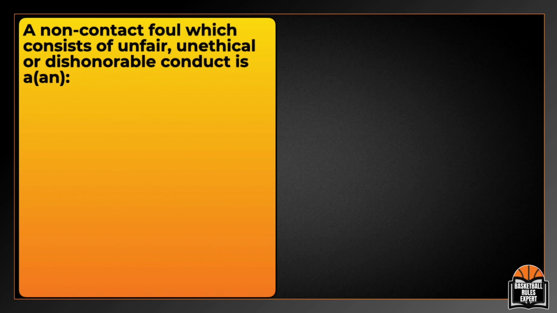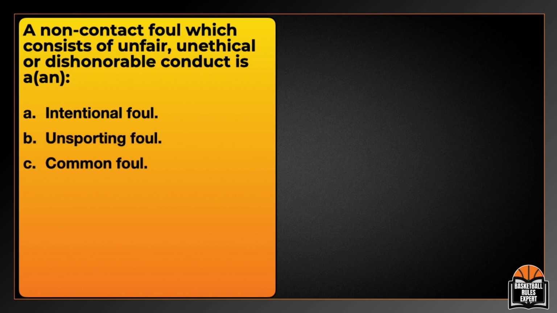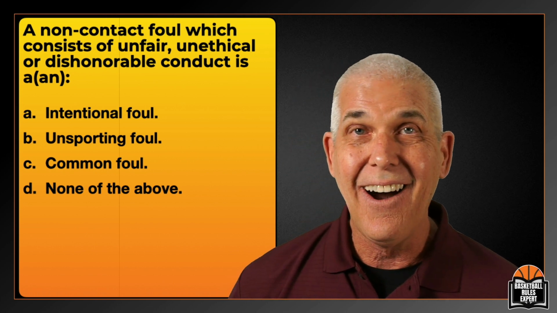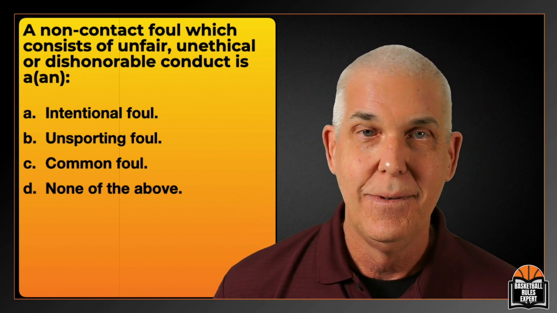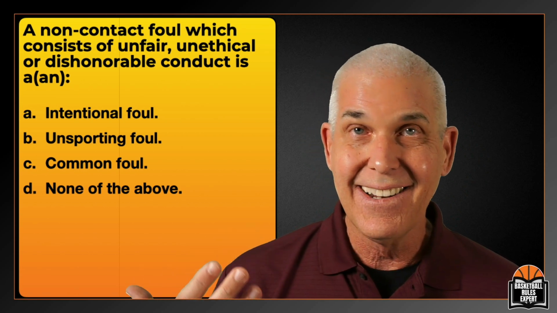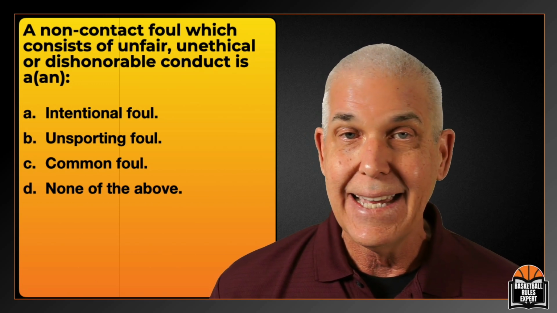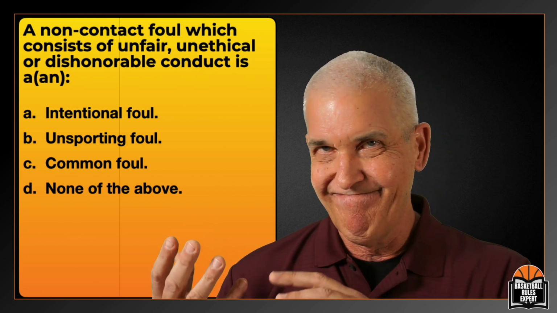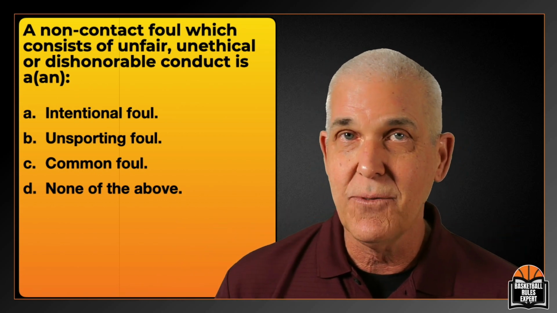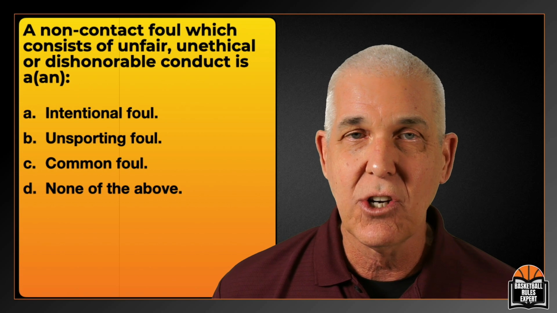A non-contact foul which consists of unfair, unethical, or dishonorable contact is an intentional foul, an unsporting foul, a common foul, or none of the above. This is a non-contact foul. That's a clue, right? If it's a non-contact foul, we've immediately eliminated common foul and intentional foul, because those, although we can have an intentional technical foul, but common and intentional are out of the picture.